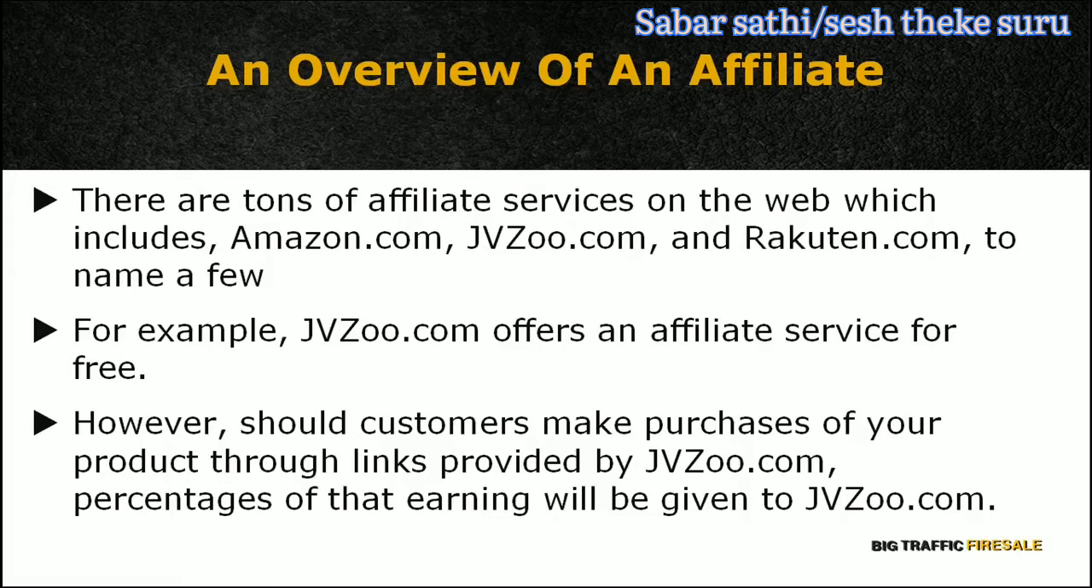There are tons of affiliate services on the web, which includes Amazon.com, JVZoo.com, and Rakuten.com, to name a few. For example, JVZoo.com offers an affiliate service for free. However, should customers make purchases of your product through links provided by JVZoo.com, percentages of that earning will be given to JVZoo.com. It's crucial for you to know that different affiliates have different regulations to their services. Sometimes registration is for free or with a certain fee.